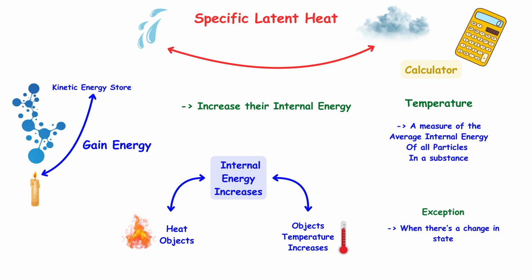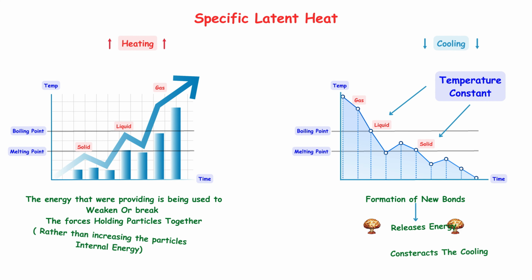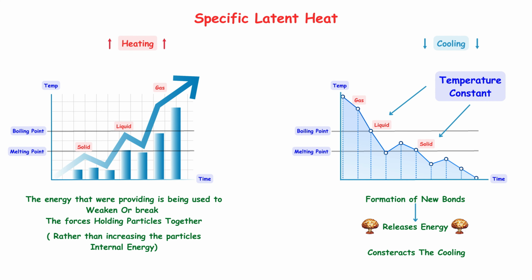But the whole point of this video is to show that there's an exception to this rule when a substance changes its state. If you look at a graph showing how the temperature of a substance changes over time while being heated, you'll notice it's not a straight line. That's because at the melting and boiling points, the energy we're supplying is used to break or weaken the bonds between particles, not to increase their kinetic energy.